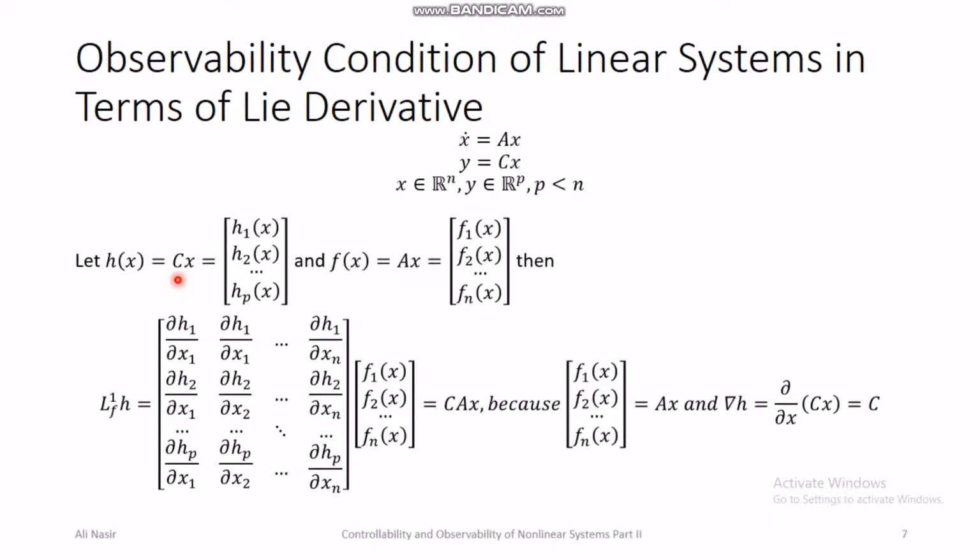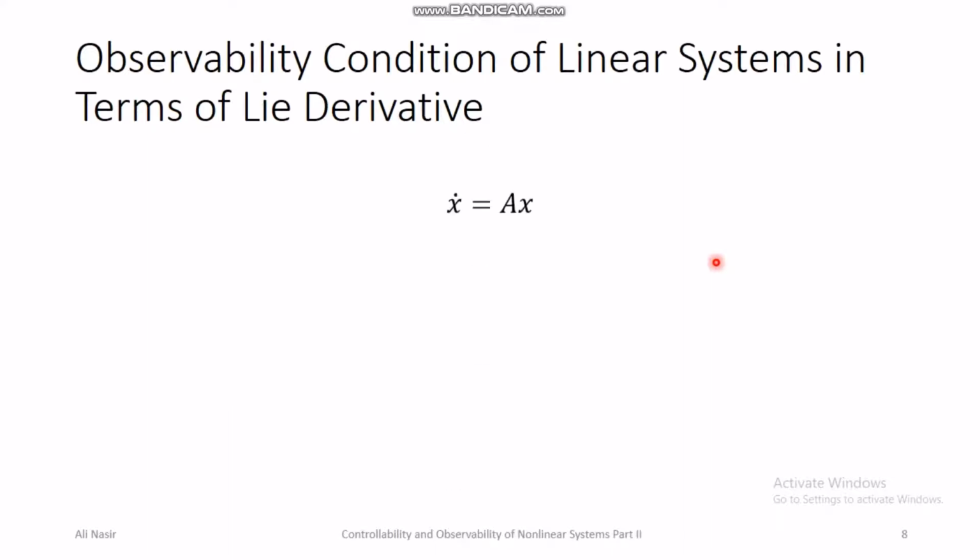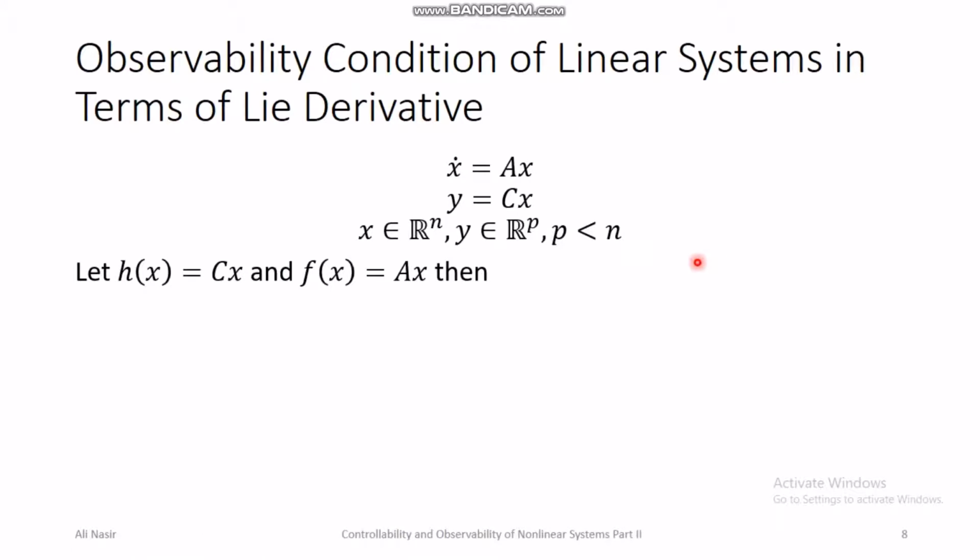Alright, so since f of x is equal to A times x, and del of h is C, the first order Lie derivative would become C times A times x, because f of x is Ax and del of h is just C. So this is the first order Lie derivative of h with respect to f in the linear systems that we know. Then I continue this discussion on the next slide, where h is C times x and f of x is A times x.